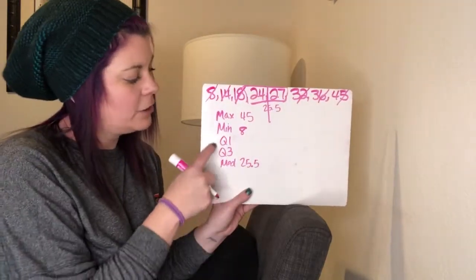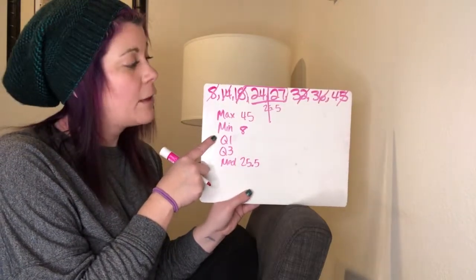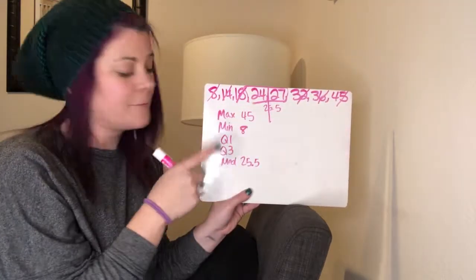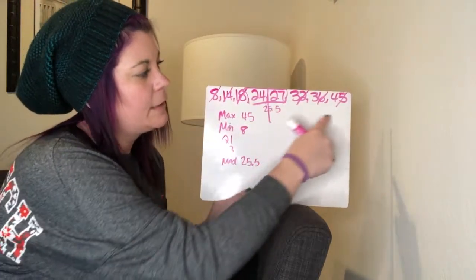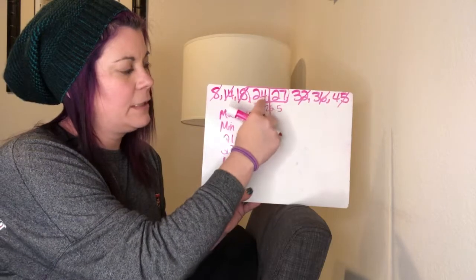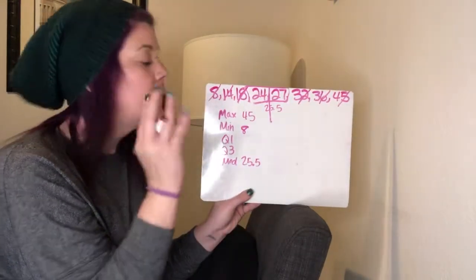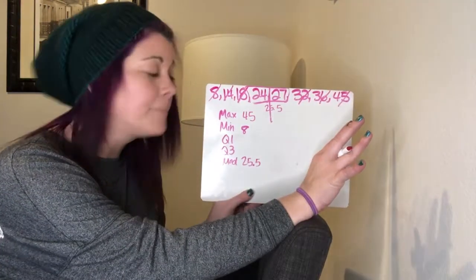And that is how you find Q1 and Q3. Q1, the lower quartile, is only the median of the lower half. Q3 is the median of the upper half. You do not include the median, but since the median is in between 24 and 27, 24 goes with the lower side and 27 goes with the higher side.